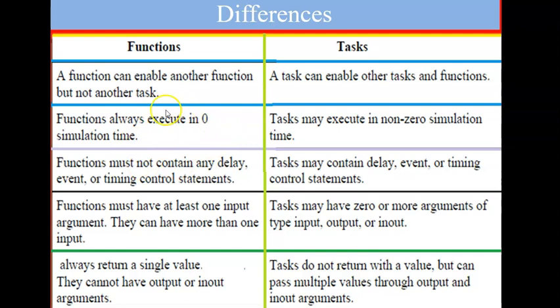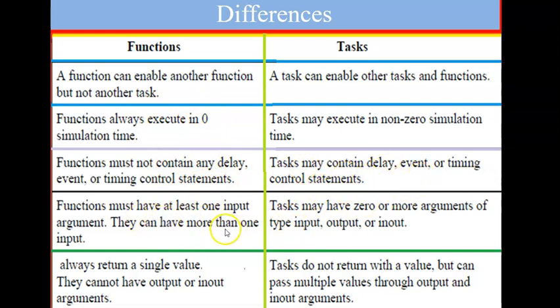That is the most important thing. Function always executes in zero simulation time. That's very important. Whereas, as you know, in the tasks you can have the time delays. It can execute in a non-zero simulation time. You have seen already $time, $display, $stop, $finish, etc. Functions must not contain any delay. Just now, as I have told you, because it starts at 0, it may contain delay, event, anything.